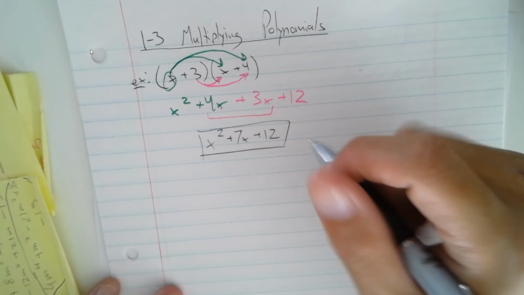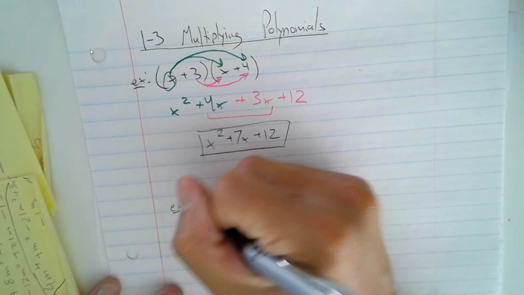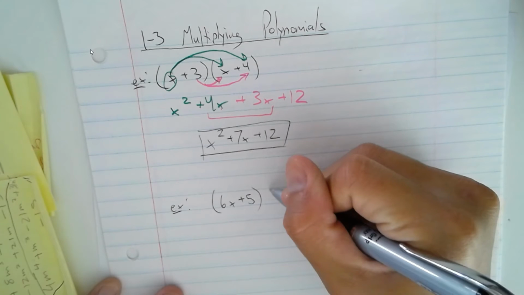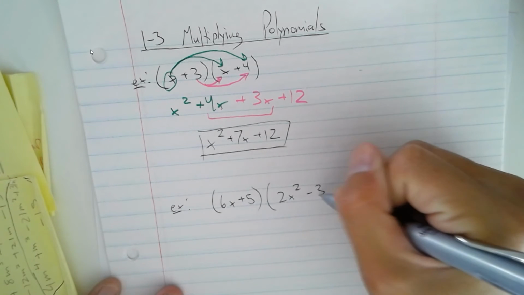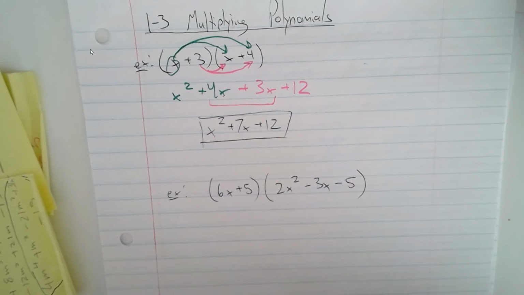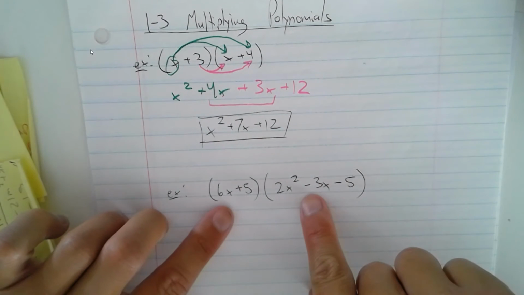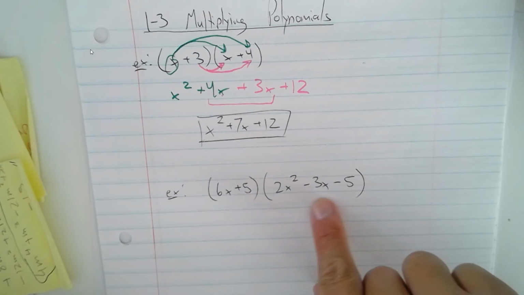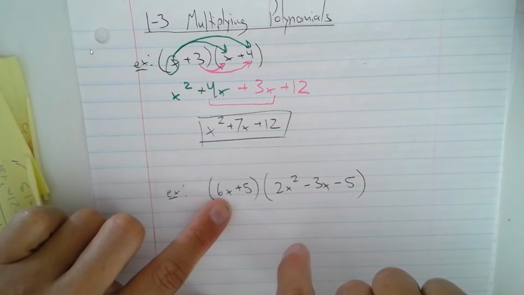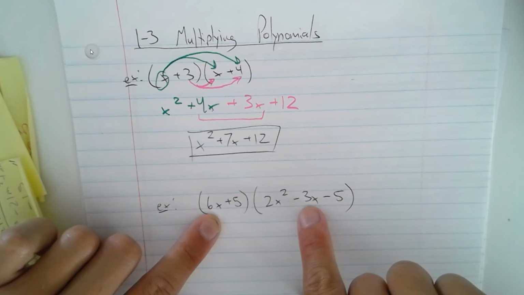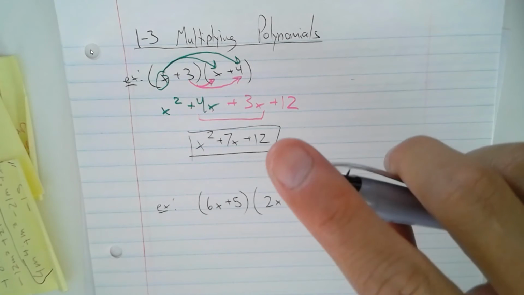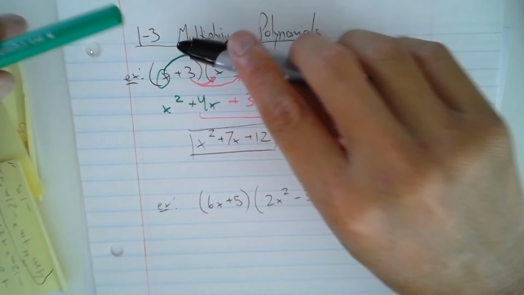Here's the next level. What if you are given this guy? 6x plus 5 times 2x squared minus 3x minus 5. Uh-oh. Is this technically a polynomial? Yes. And this is still technically a polynomial. This is still multiplying polynomials. Yeah. Ah, dang it, Len. Yes, you made it too simple.